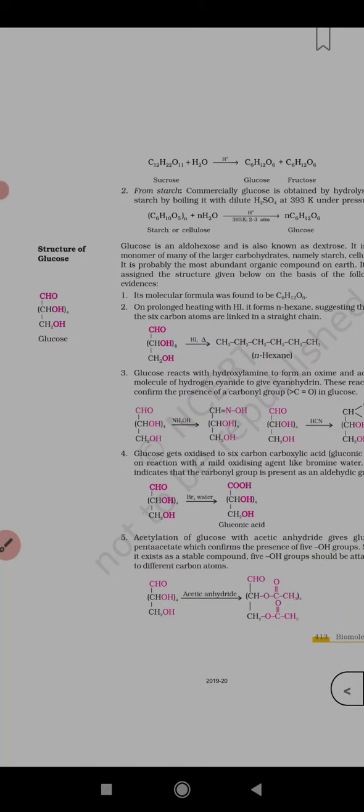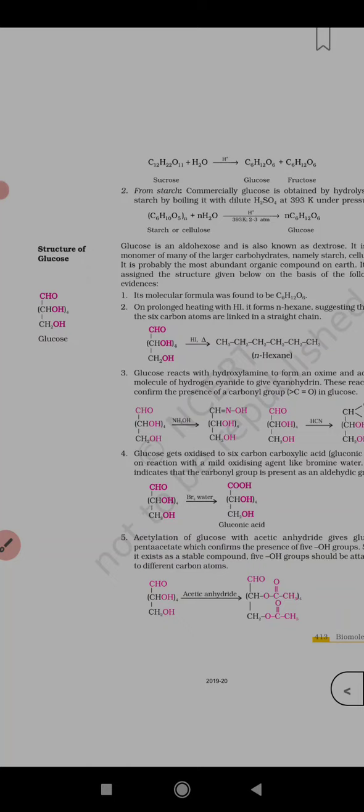Now the fifth point, acetylation of glucose with acetic anhydride. Acetylation of glucose with acetic anhydride gives glucose pentaacetate, which confirms the presence of 5 OH groups.